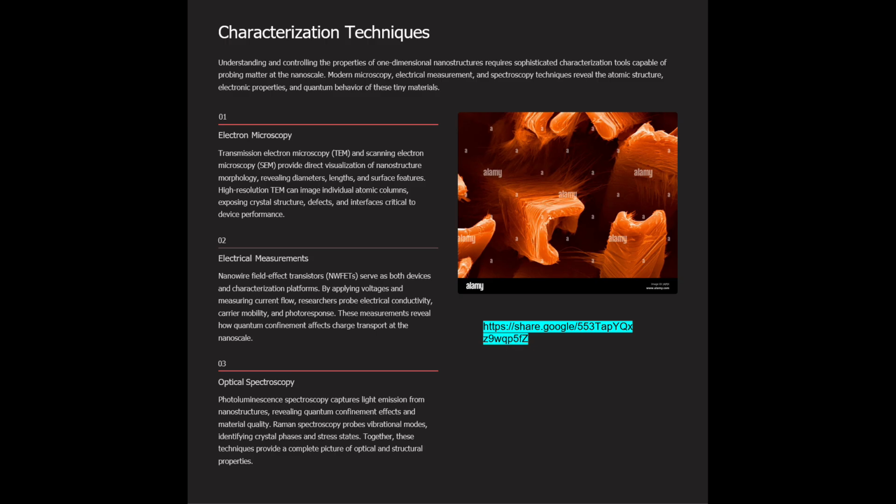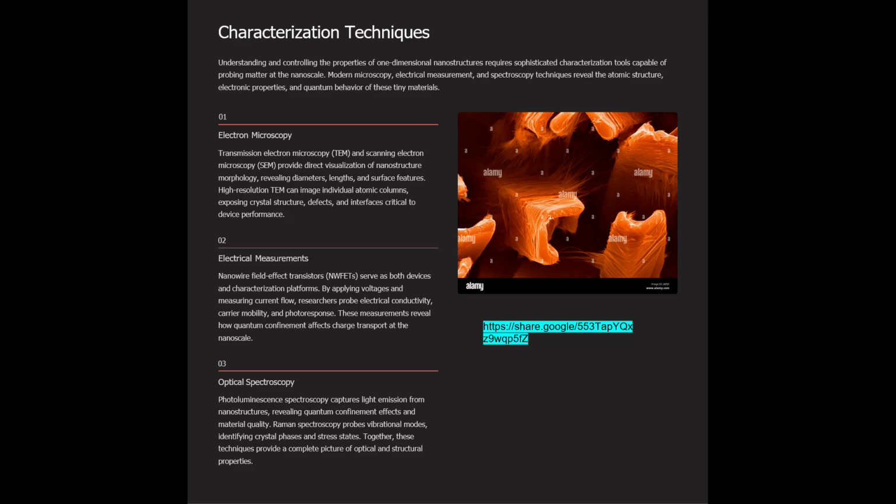Characterization techniques. Understanding and controlling the properties of one-dimensional nanostructures require sophisticated characterization tools capable of probing matter at the nanoscale. Modern microscopy, electrical measurement, and spectroscopy techniques reveal the atomic structures, electronic properties, and quantum behavior of these tiny materials.